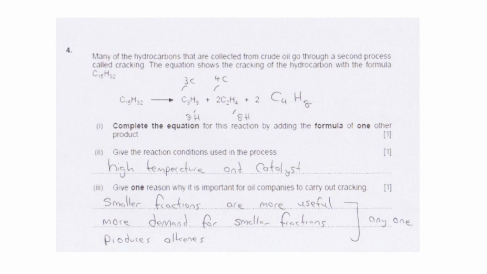Now for part 2, you have to give the reaction conditions used in this process, where you need a high temperature and a catalyst. You need both to get the mark. And for the last part of the question, it says give one reason why it's important for oil companies to carry out cracking. Well, you could either say that small fractions are more useful, in other words they're easier to burn, boil or pour, or you could say there's more demand for smaller fractions, because that's essentially saying the same thing, or you could say that cracking produces alkenes. Any one of those gets you the mark.